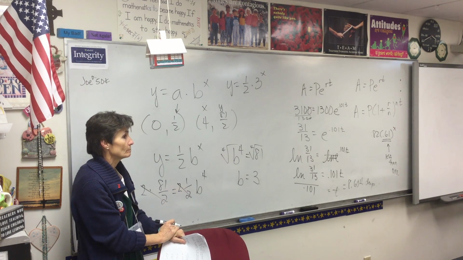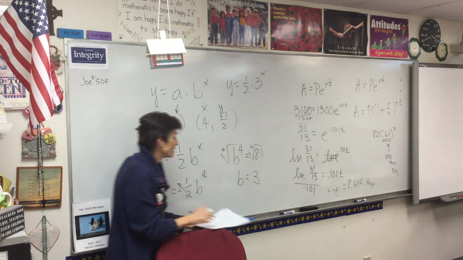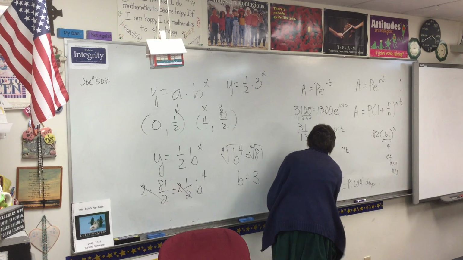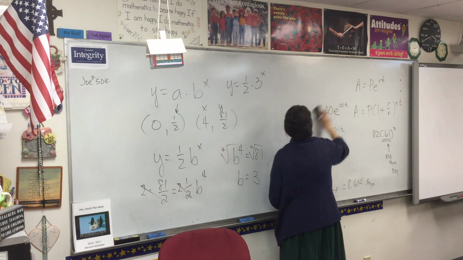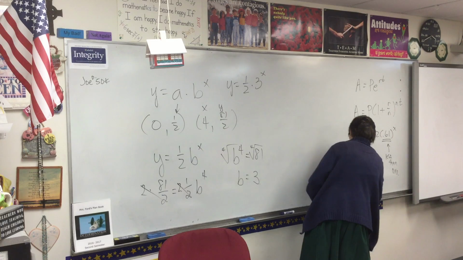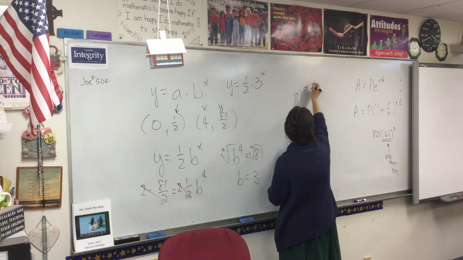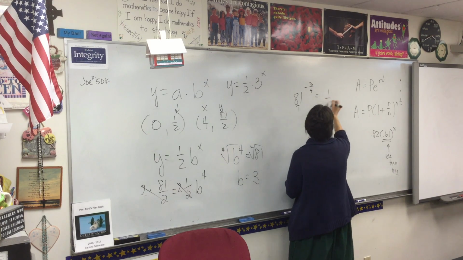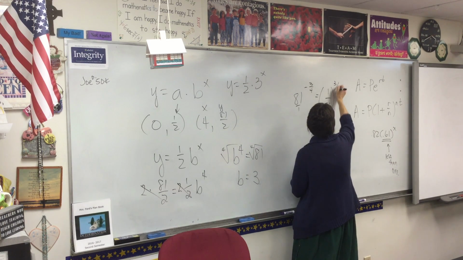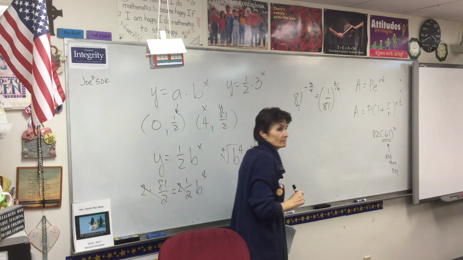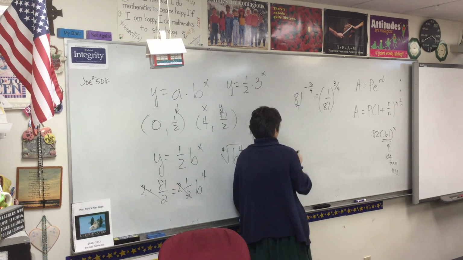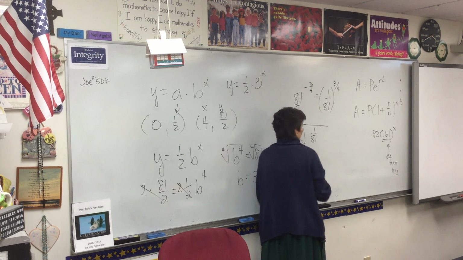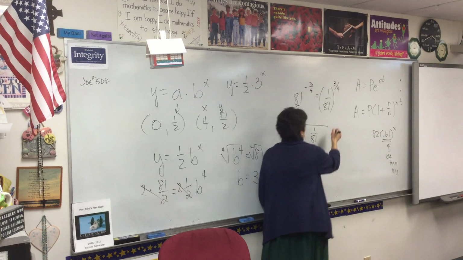Hey, that helps you out with the next problem. Hey, it does. How about that? What is Olivia talking about when she looks at the next problem? 81 to the negative 3/4. Well, first of all, she's going to flip it and make it 1 over 81 to the 3/4. Then she's going to say that means the 4th root of 1 over 81, cubed.